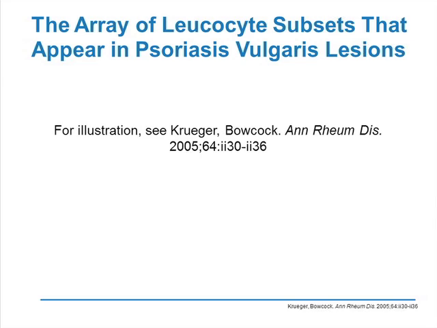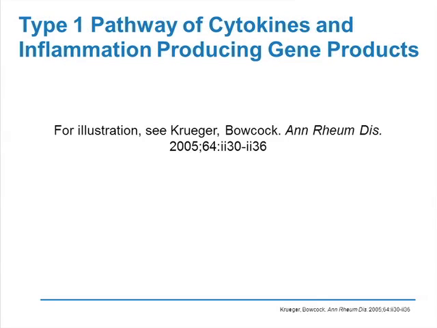This is a nice illustration from 2005, Annals of the Rheumatic Diseases, which shows that the number of cells in normal skin is much fewer than the repertoire of cells in inflammatory skin, from dendritic cells all the way down to T cells. And certainly there are more neutrophils. There are neutrophils in psoriatic plaques when there are no neutrophils in normal skin. So that's an interesting aspect of psoriasis as well.